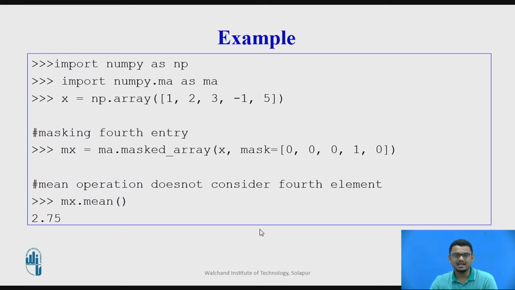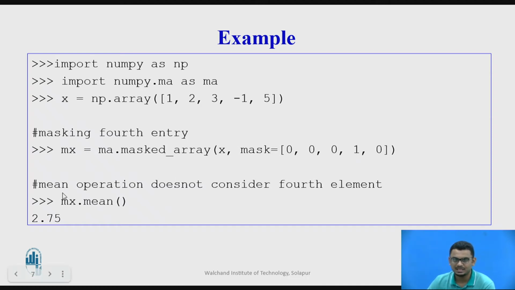Now let us look at an example of how the MA module is used. Here we are importing the numpy.ma module as ma, and we have an array of 5 values where the elements are 1, 2, 3, -1 and 5. We are masking the fourth entry, that is the element -1, and we pass to the masked array constructor the array that we want to mask and the mask values. The value that we have set to true will be masked, that is 1.